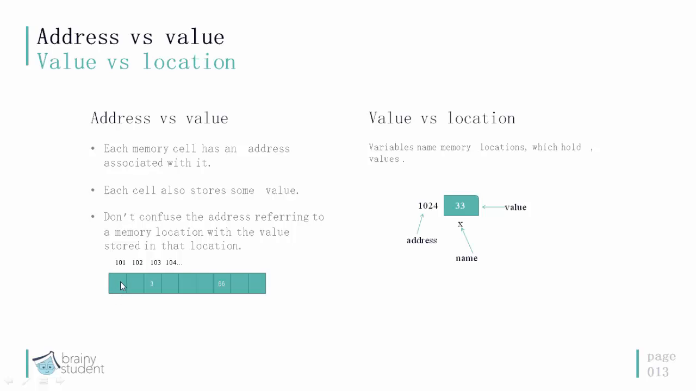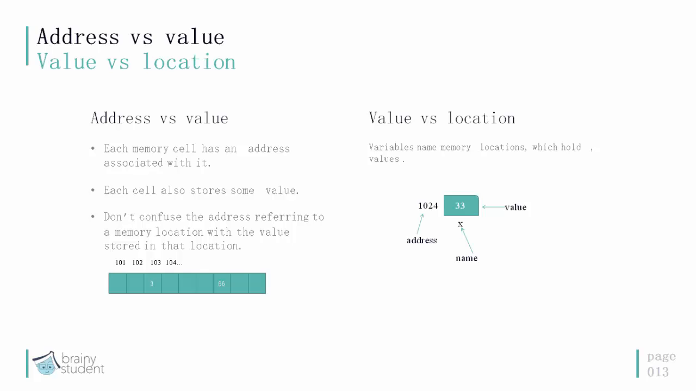As you can see right now, 101 does not have any value. 102 also does not have any value. But the 103 memory location has 3 as value. Correct? 104, 5 and 6 are also empty, but the 107th memory location has 66 as value. So all these 101, 102 are addresses. 3 and 66 are values stored at those particular memory addresses.